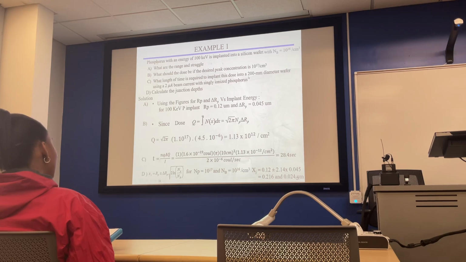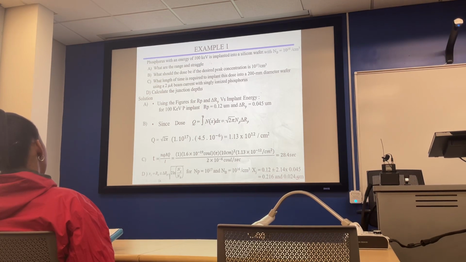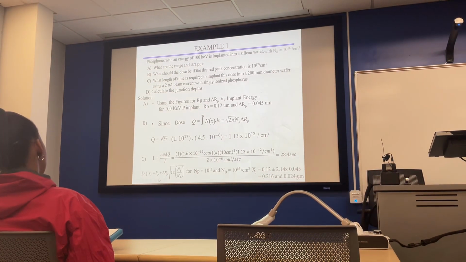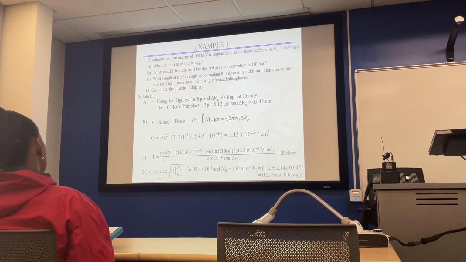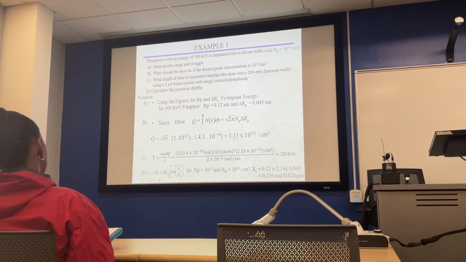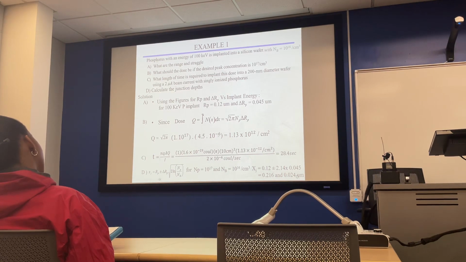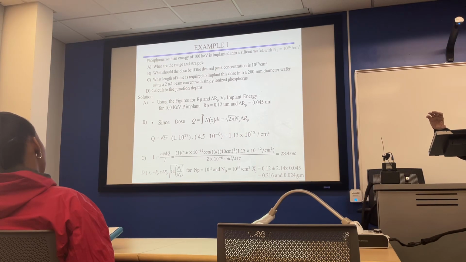So you have a 200 millimeter diameter wafer, and you are coming with the dose, right? But the question is how long I need to implant, because for the dose you only know the number. You have to know the time of implant, so that's the question. So there I need to know the beam current, and beam current is measured when these ions come in at high velocity.